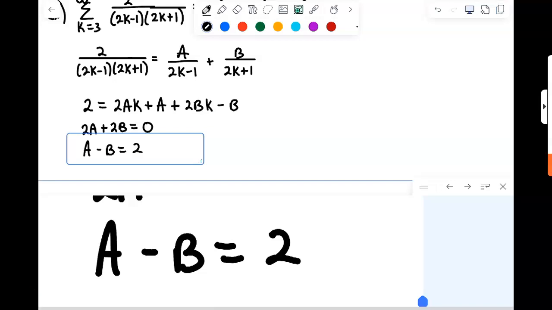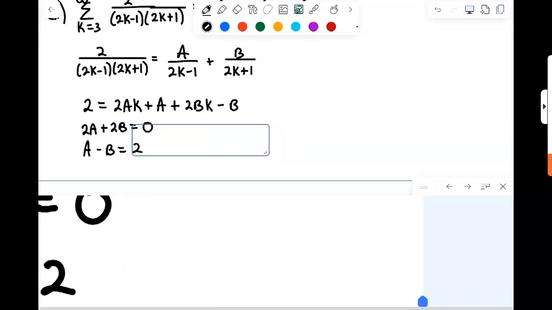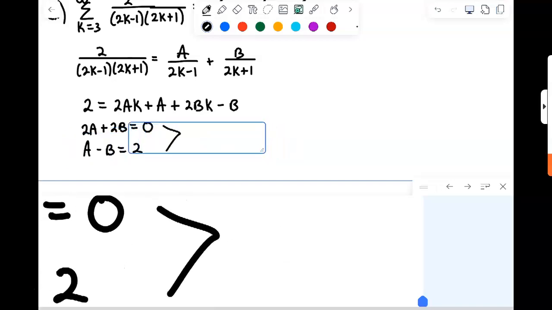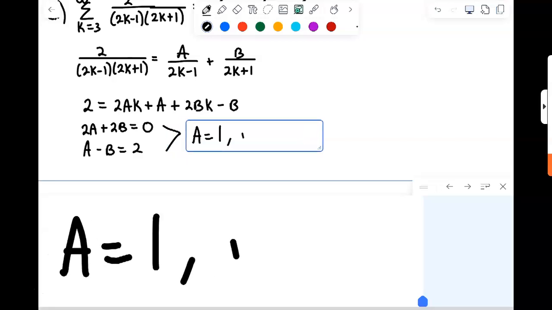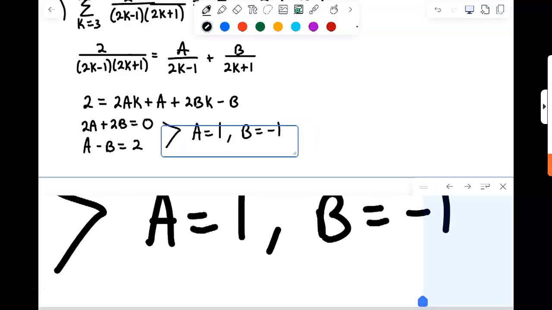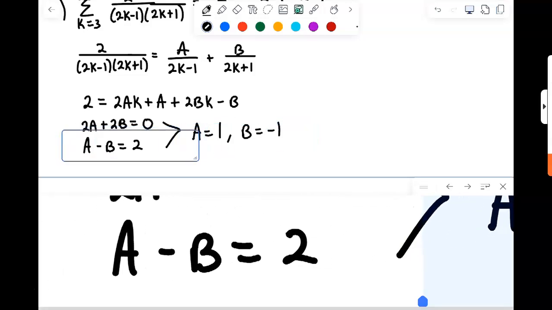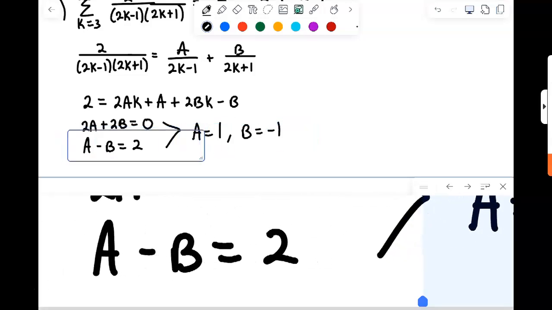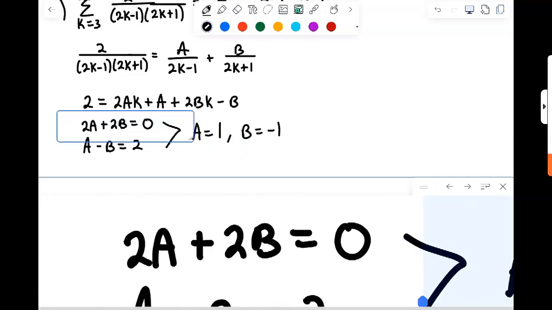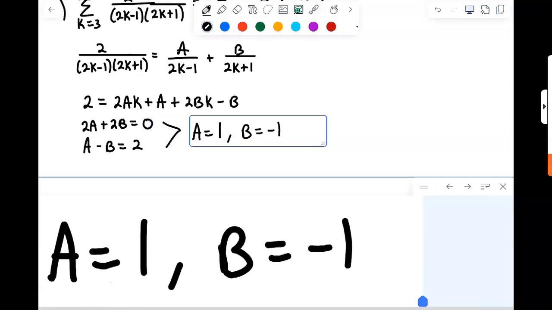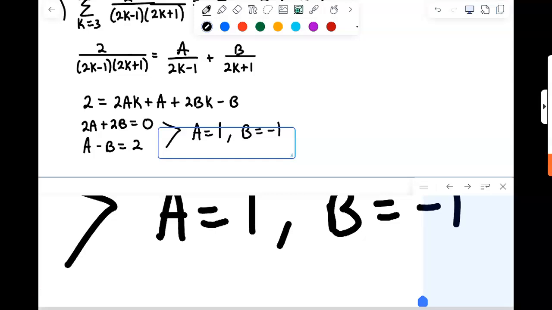All right, so you would solve that system. It's not a very complicated one to solve. I'm just going to tell you that a is 1 and b is minus 1. And you can do a quick check to see that that works. 1 minus a negative 1, 1 plus 1 would be 2. 2 times 1 plus 2 times negative 1, 2 minus 2 would be 0. But that's a pretty easy one to solve, so I'm just not going to bother with that step.